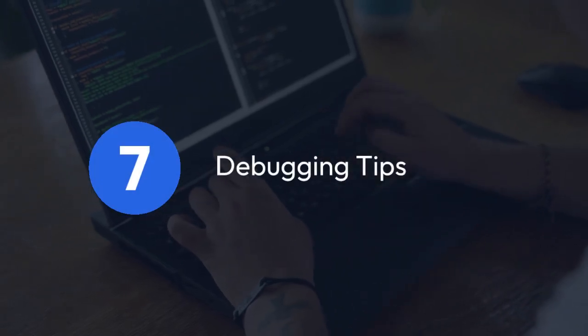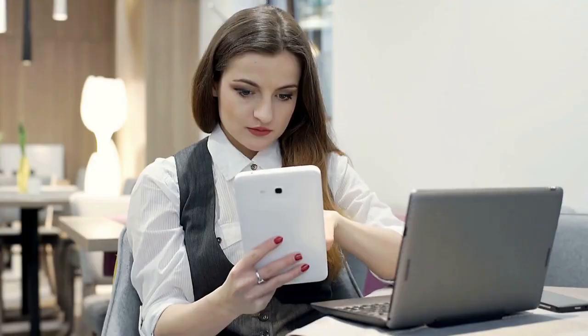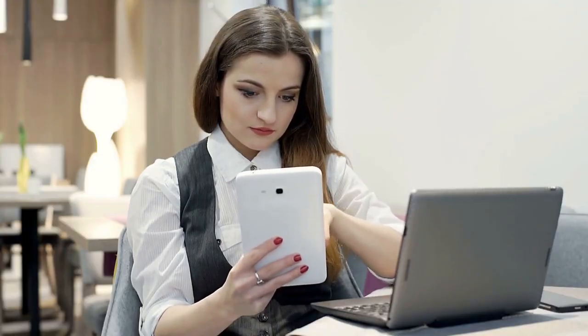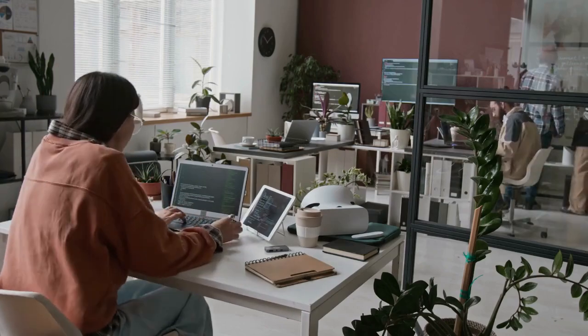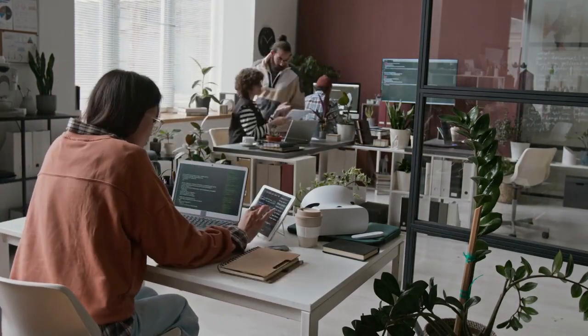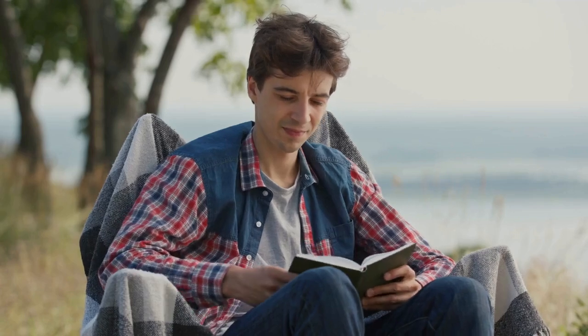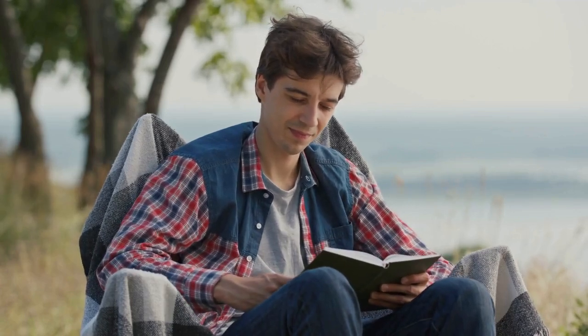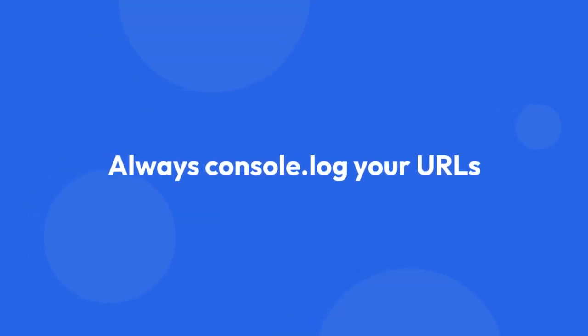7. Debugging tips. Utilize your browser's developer console, usually accessed by pressing F12. The console will often provide more specific error messages or clues about the exact line of code causing the problem. Also, use the debugger statement or breakpoints to step through your code and inspect the values of your variables at each step. This helps pinpoint where the URL is becoming invalid. Always console.log your URLs to check their value before you use them with fetch.